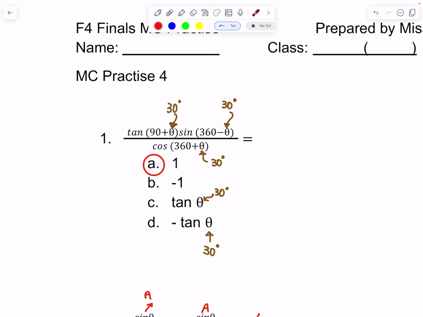How do we do it? Replace the theta with 30 degrees and find the answer directly. Just click everything together. Or if you don't like that, just use the save method, like saving the answer to some A, B, C, D and then doing it. So tangent of 90 plus theta, you have an automatic open bracket.